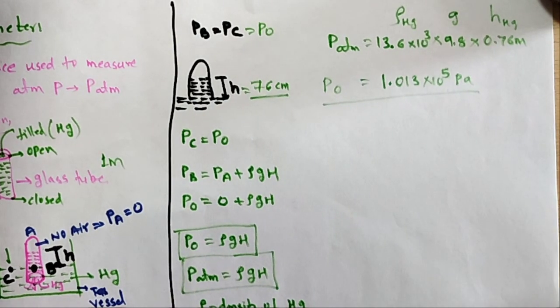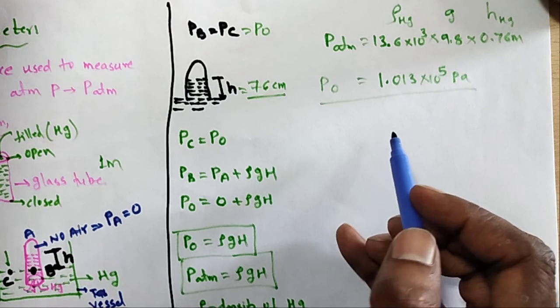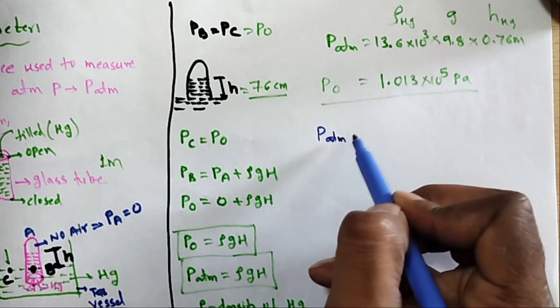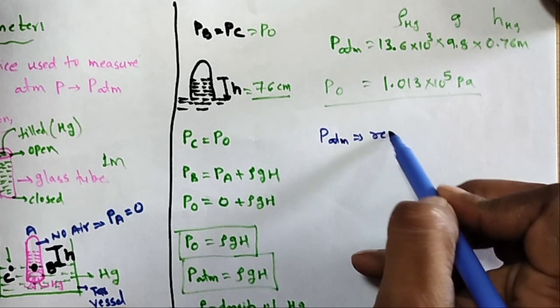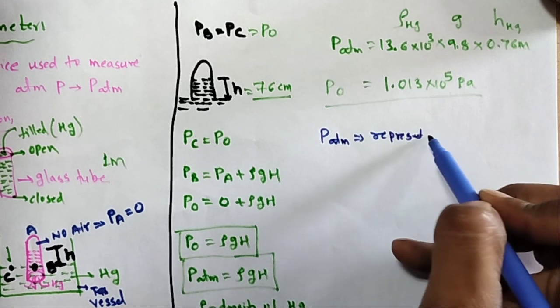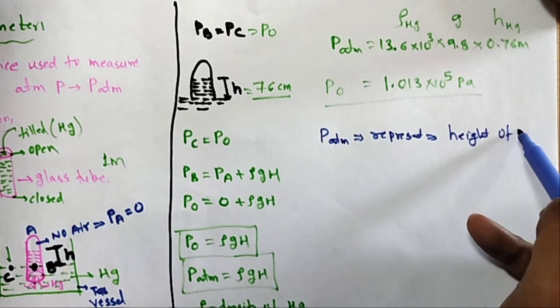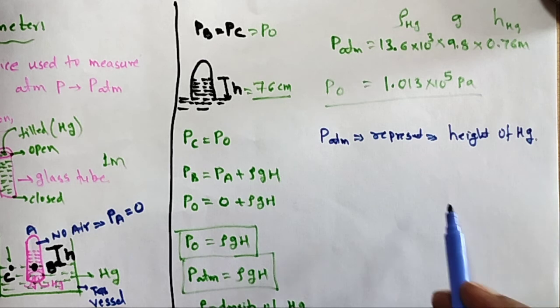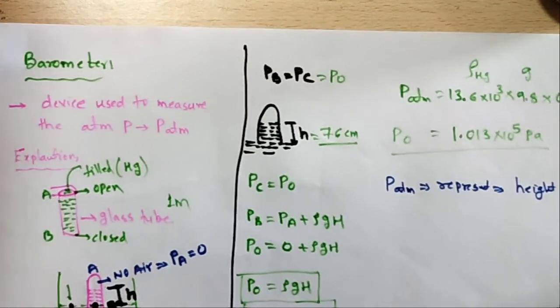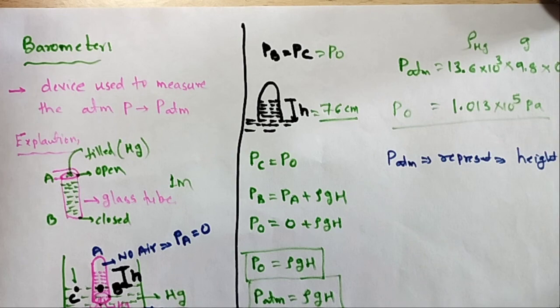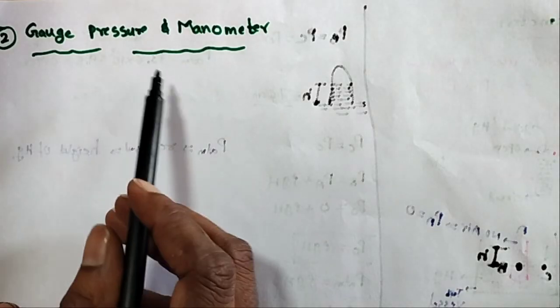So what is your conclusion? Here the atmosphere pressure also can be represented in terms of the height of the mercury column in the barometer. So this is the explanation of atmosphere pressure and barometer. Second one, gauge pressure and manometer.